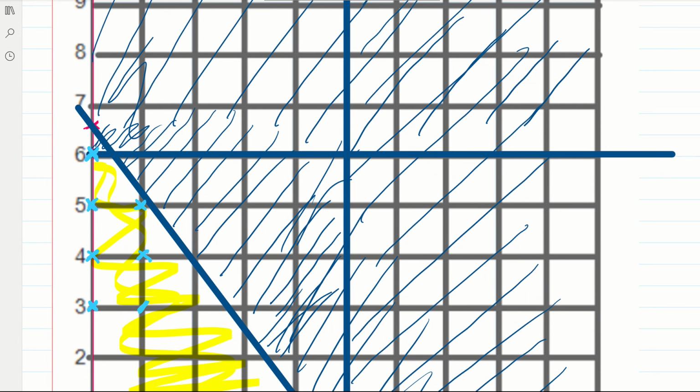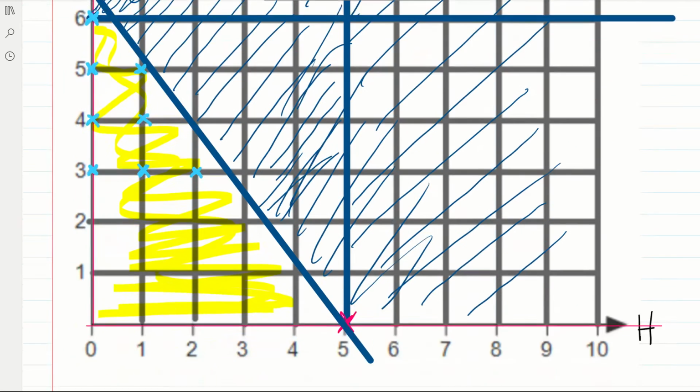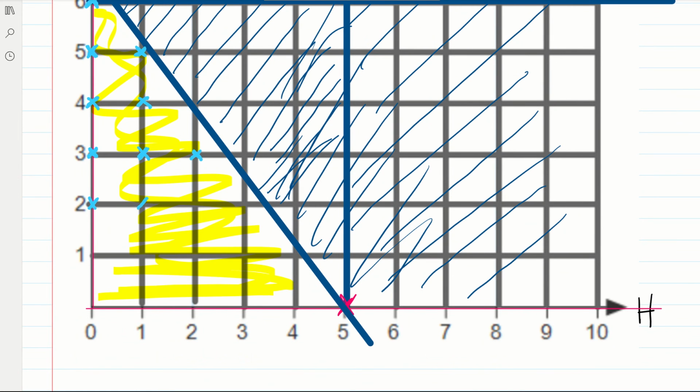Remember, they have to be whole numbers because these are rides. How many rides can that person go on? You can't have a decimal number or a fraction of a ride. Okay. And this one. And all of these are combination of rides that Oliver can have. And remember, you always shade the region you don't want.